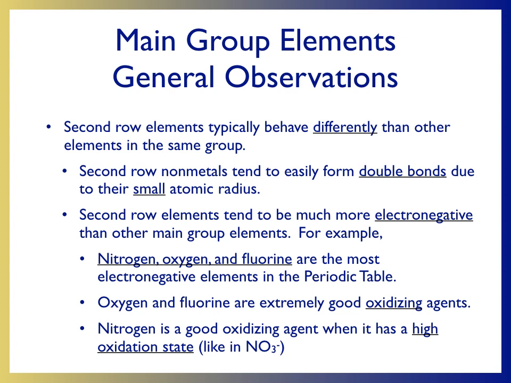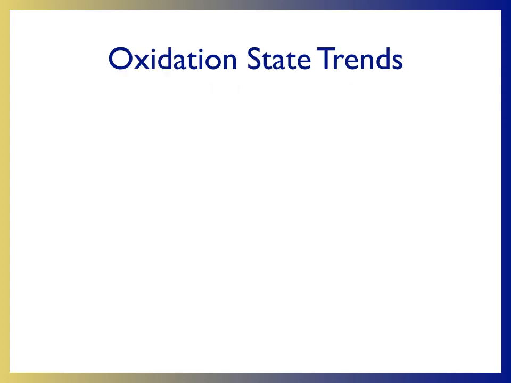Another thing to look at is oxidation state trends. We mentioned oxidation state when talking about nitrogen, so let's review what that is. Oxidation state is a fictitious charge that we assign to elements within compounds to help track whether or not elements are oxidized or reduced during a redox reaction.